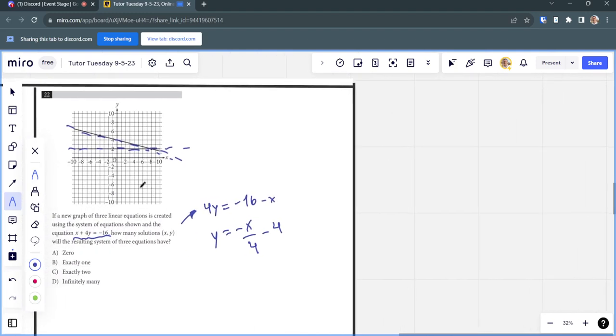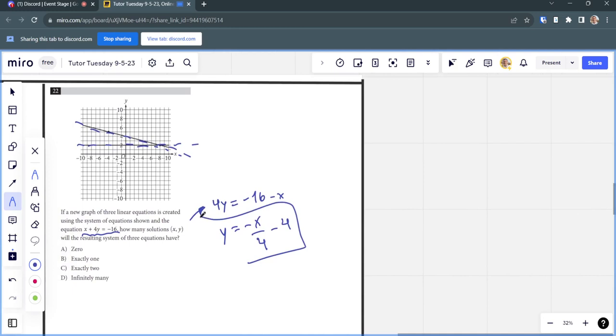Right, so plotting that out on this graph right here, it's going to be a slope of negative 1/4 and an intercept of negative 4. It's going to look something like that. And in fact, that just looks like it's parallel to this first equation right here. So there's going to be no solutions to this system of three equations because they're never going to intersect at just one point.